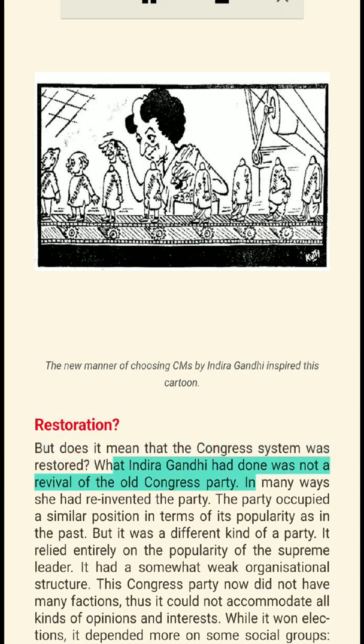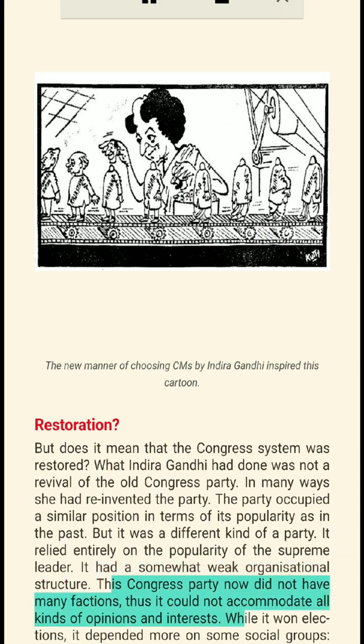What Indira Gandhi had done was not a revival of the old Congress party. In many ways she had reinvented the party. The party occupied a similar position in terms of its popularity as in the past. But it was a different kind of a party. It relied entirely on the popularity of the supreme leader. It had a somewhat weak organizational structure.